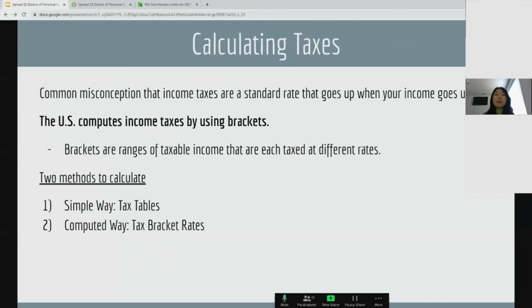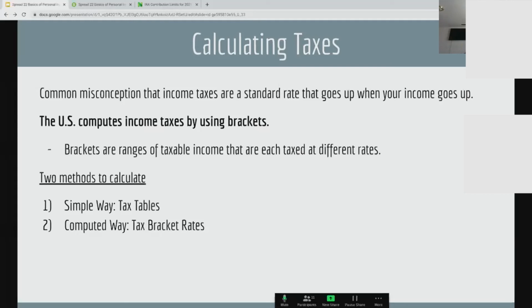It's a common misconception that income taxes are a standard rate that goes up when your income goes up, right? A lot of people say that, oh, I don't want to make so much because I'm going to have to pay more taxes. And that's true, but it's not as much as you may think because it's not like sales tax. We don't apply one rate to your entire taxable income. It's in brackets. And what brackets are, it's ranges of taxable income that are each taxed at different rates.